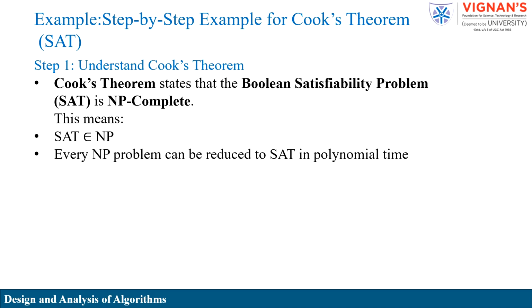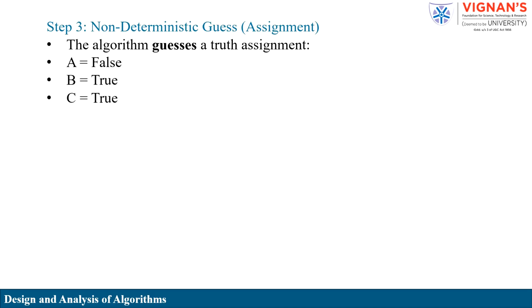Now moving to step 2, the given SAT formula. The given Boolean formula is (A or B) and (not A or C). This formula will be used to check satisfiability in the next steps. Now let us move to step 3, which is the non-deterministic guess, also called the assignment step. The algorithm guesses a truth assignment for the variables. Variable A is assigned false. Variable B is assigned true. Variable C is assigned true.